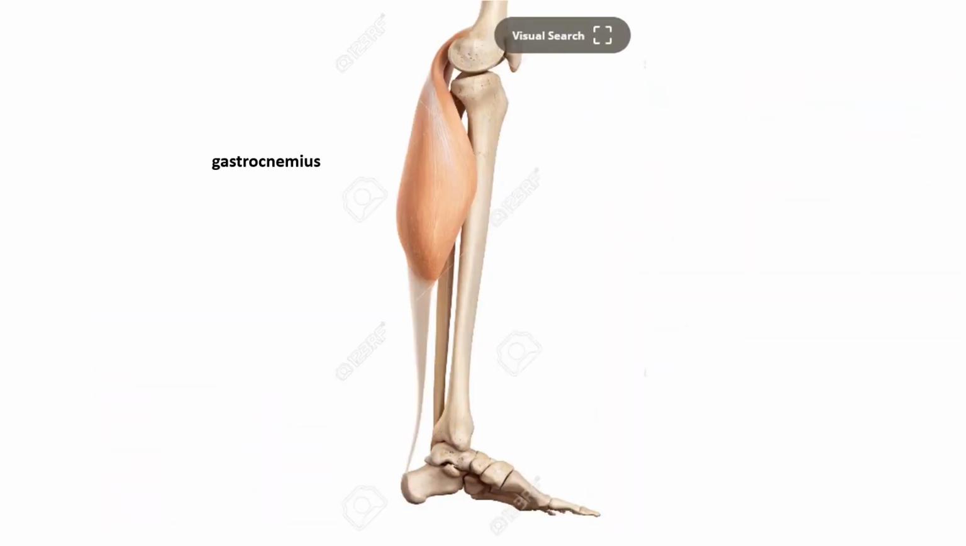Here is a lateral view of the gastrocnemius muscle, where we can see that it takes origin from a point just superior to the condyles of the femur, and then the Achilles tendon attaches to the superior part of the calcaneum, and when it contracts, it pushes the body forward.